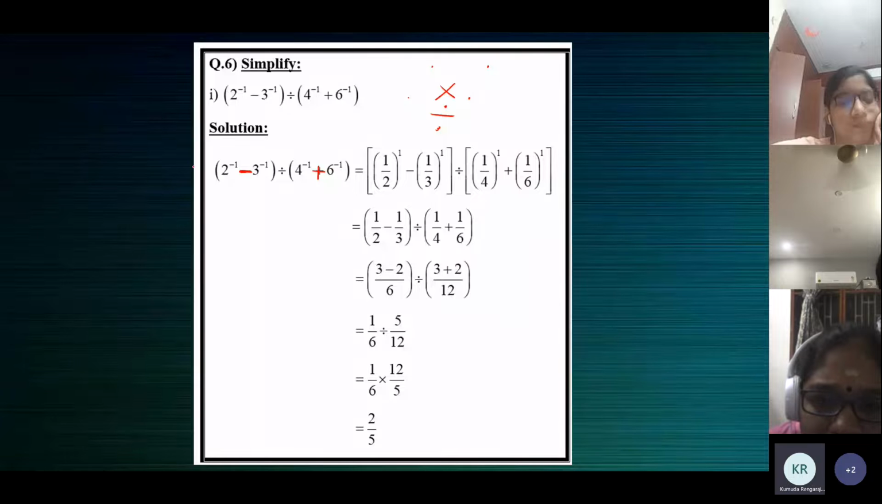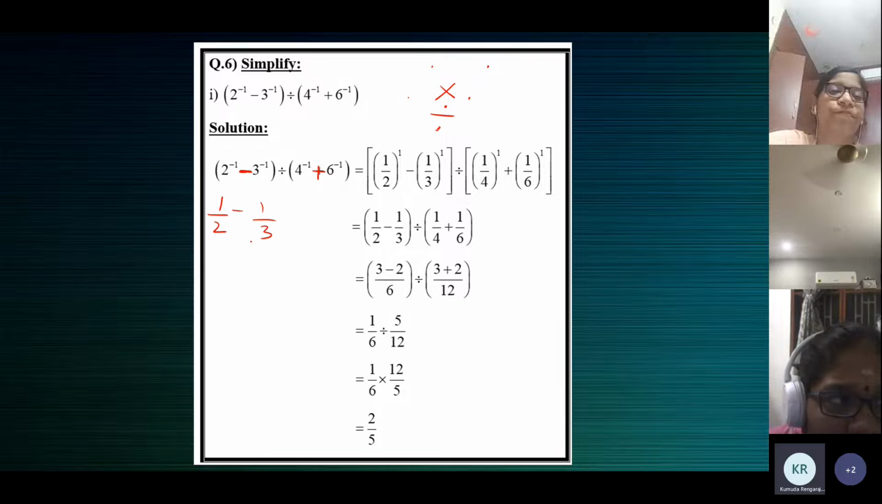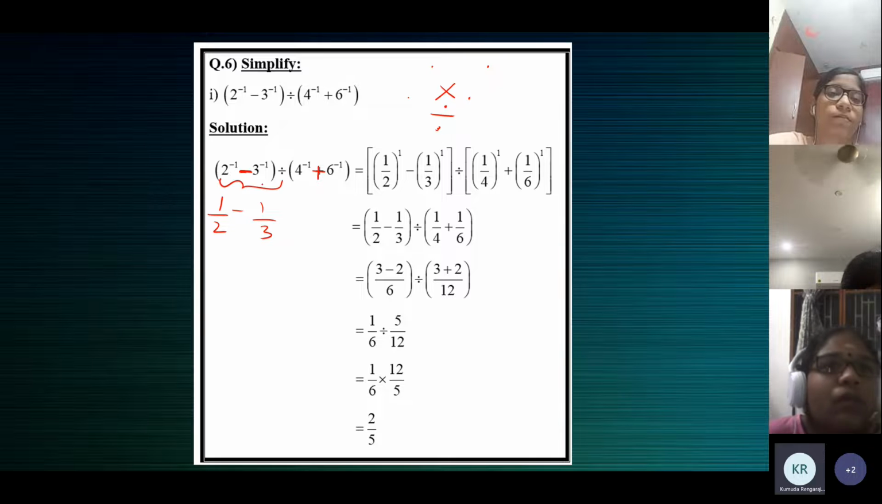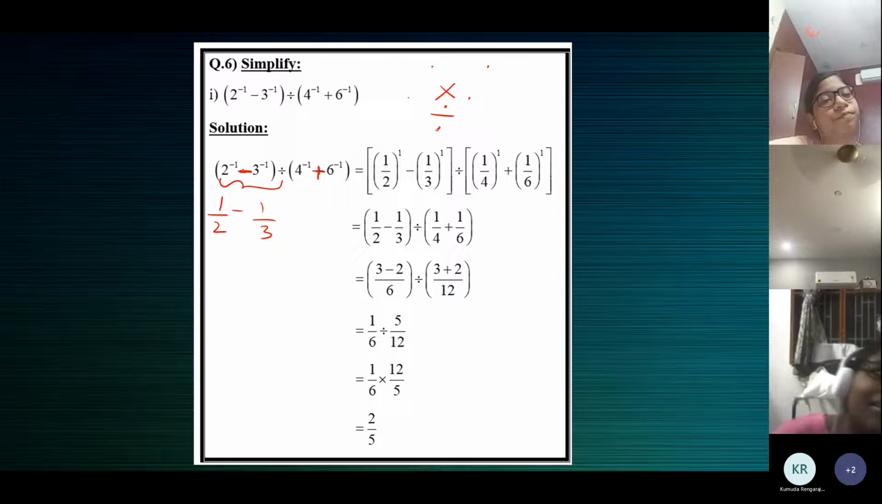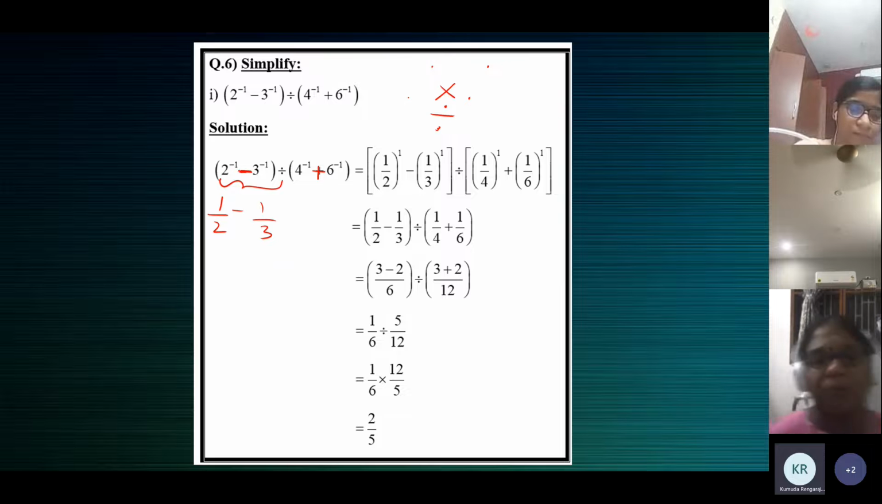That is only when you can find the fraction form. 2 to the power minus 1 is 1 by 2, minus 1 by 3. So now it's giving you some hope. OK, now let me take the LCM and proceed. Here, at this step, you don't know what to do next because there is no law which you can use. So now you have to do something so that it enables you to calculate further.